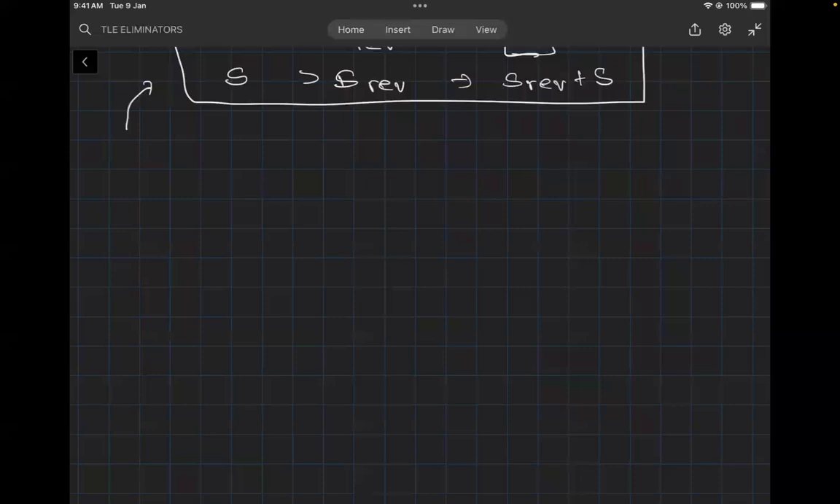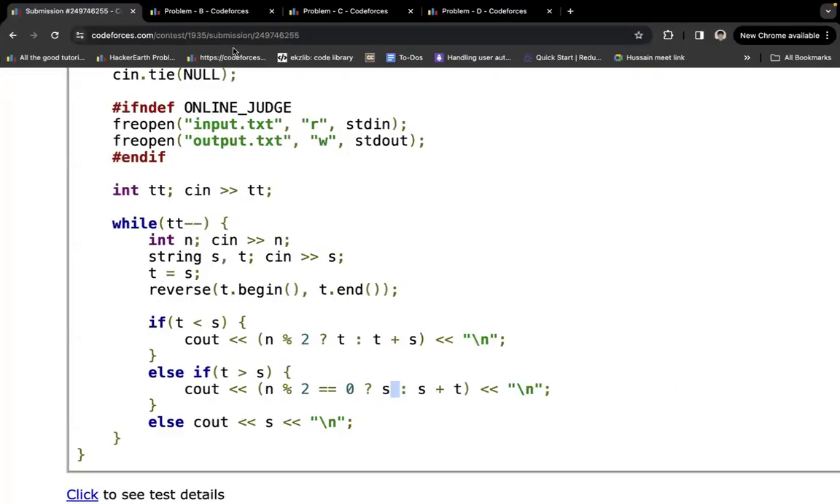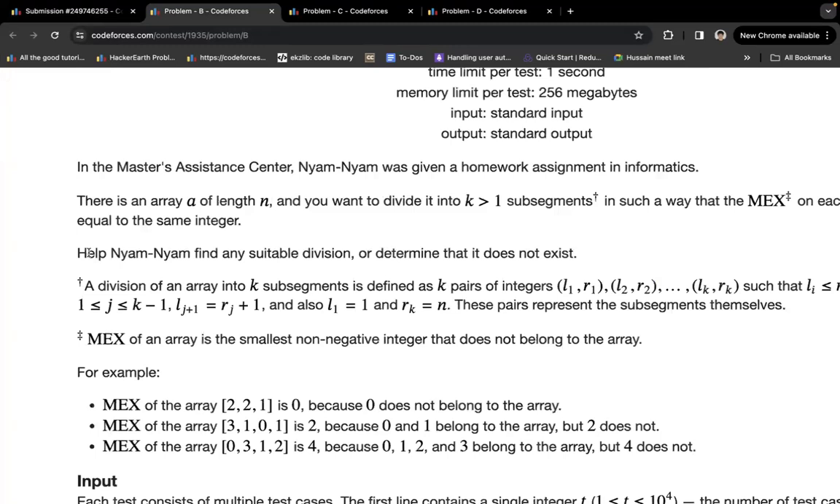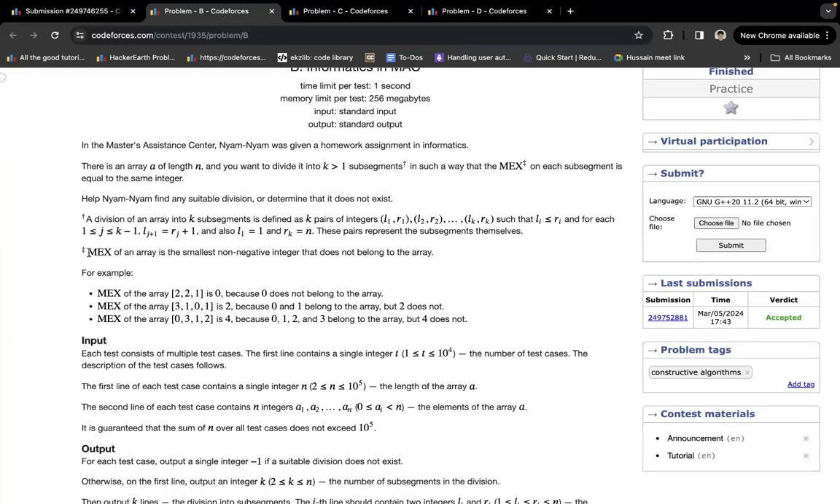It's okay if you took time for this problem. Now let's move on to problem B. If problem A is clear, what does the problem say?